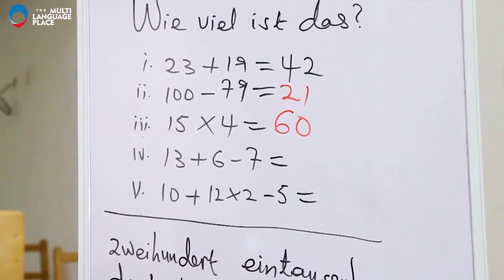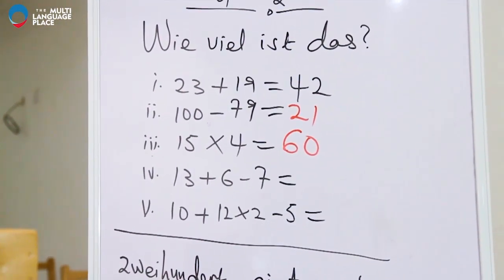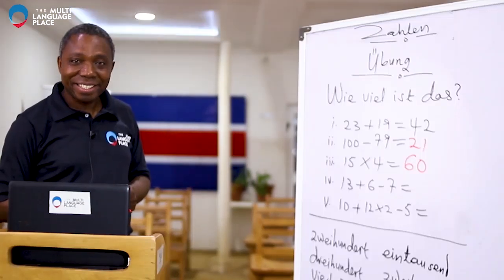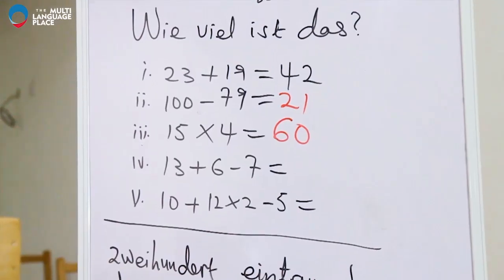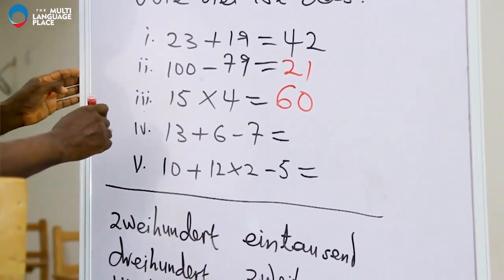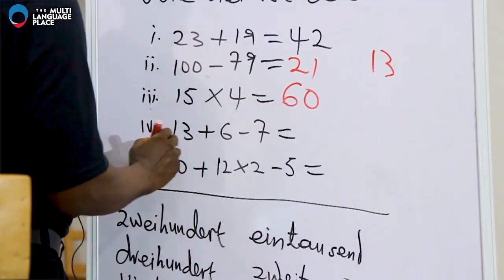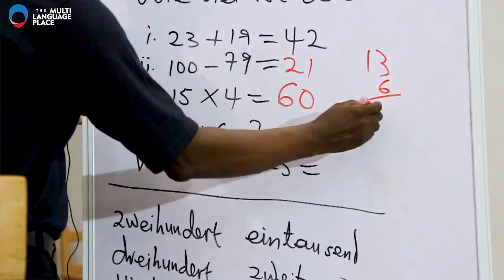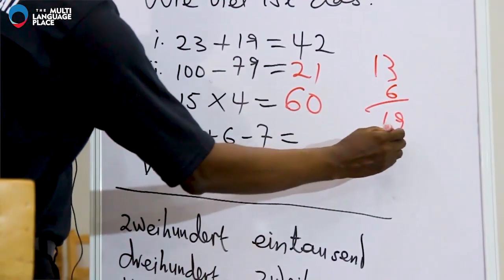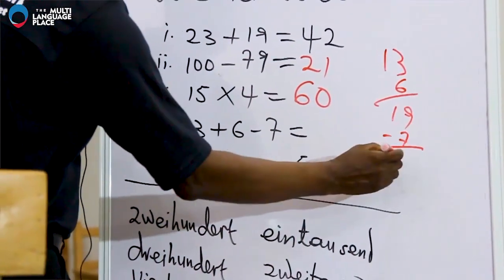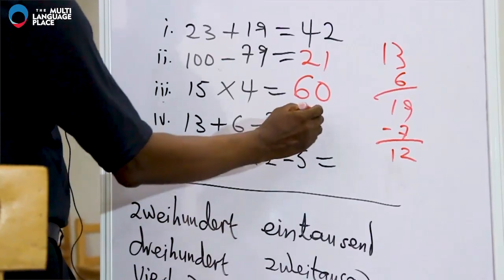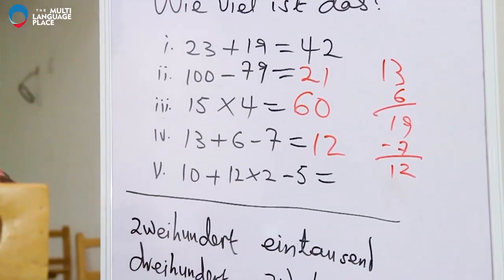Nummer 4. 13 plus 6 minus 7. Das ist, was ist das? 13 plus 6. Das ist 19. Und dann wieder minus 7. Hier ist 2. Und hier ist 12. Haben wir 12.